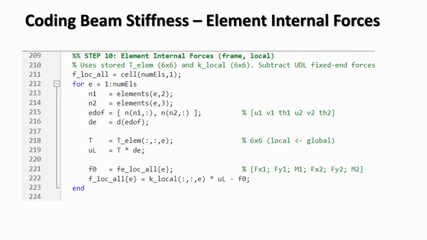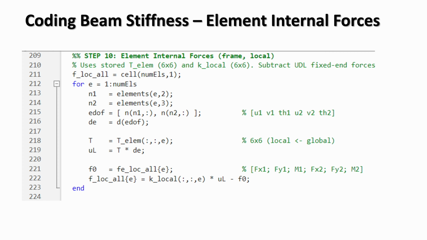The internal forces include the axial force, the shear force, and the bending moment along the beam. We begin by creating a container to store the local internal force vector for each element. Inside the loop, we first extract the 6 degrees of freedom associated with the element and use these to obtain the corresponding displacement vector. We then transform these displacements into the local coordinate system using the transformation matrix.